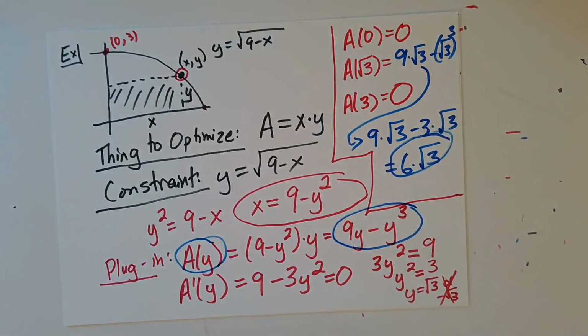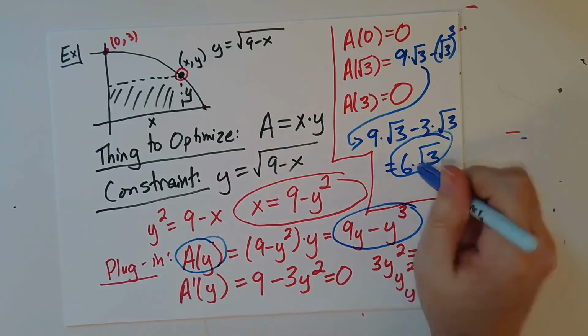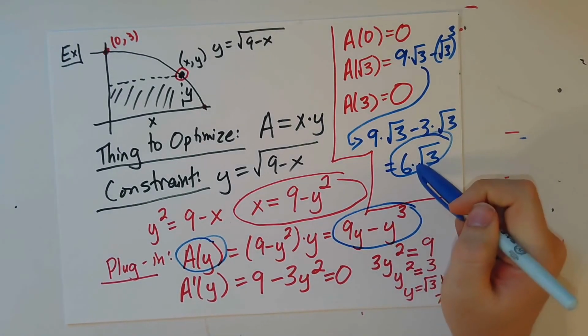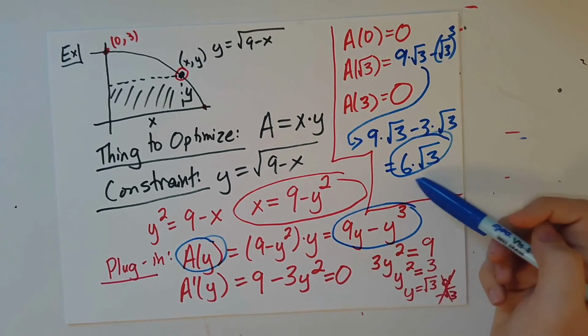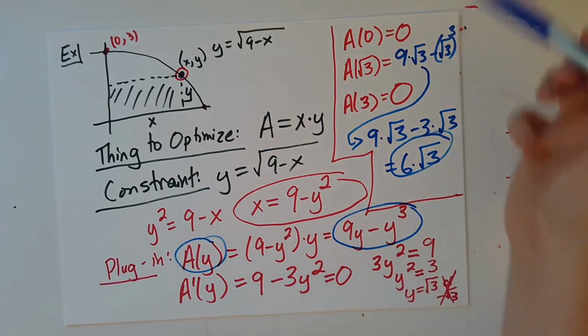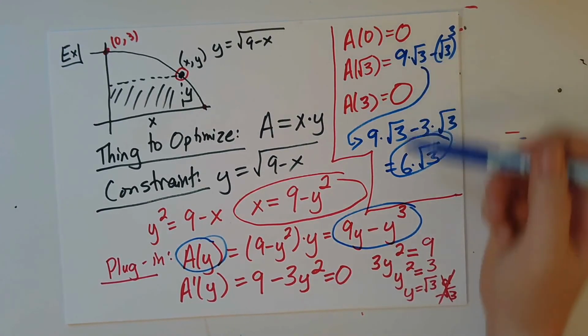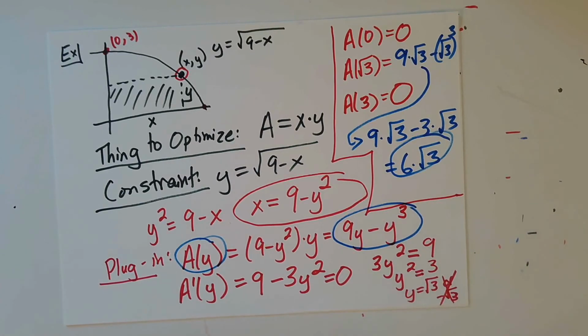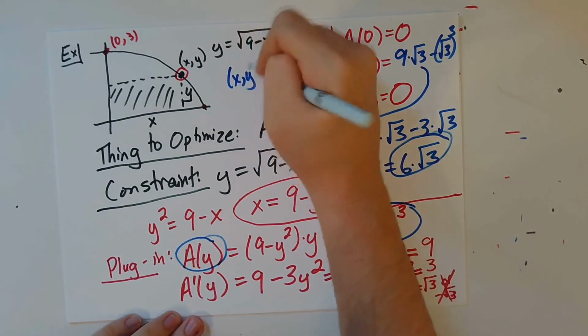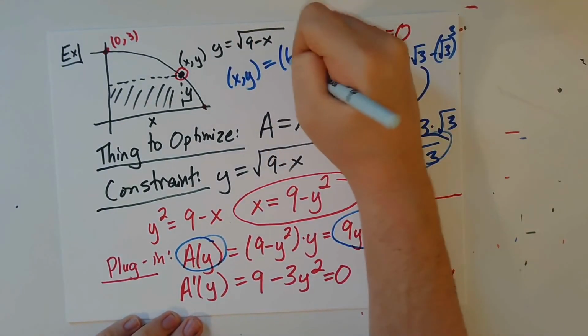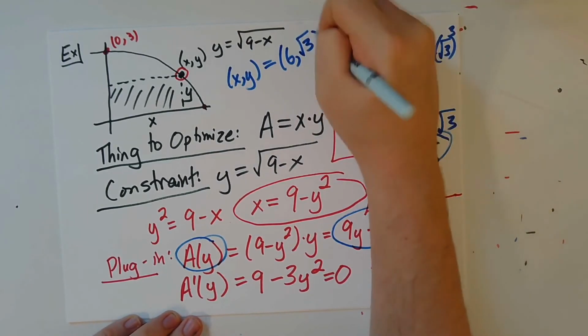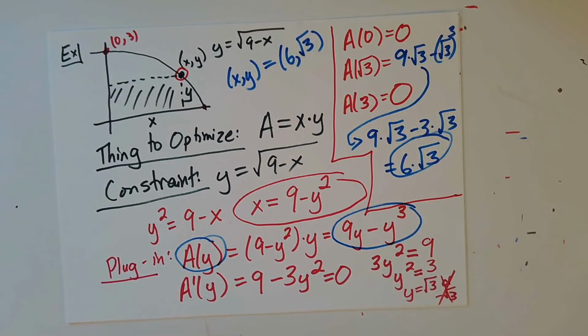And so anyway, all I really need to know is that's positive, so that's definitely the largest area. And so the largest area here happens when y is the square root of 3, which happens to mean x is 6. So x, y is 6 comma square root of 3. And in that case, the area is, well, 6 times the square root of 3.